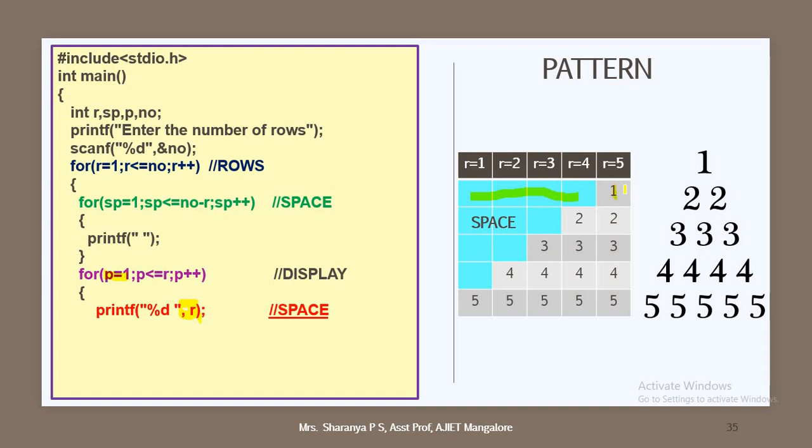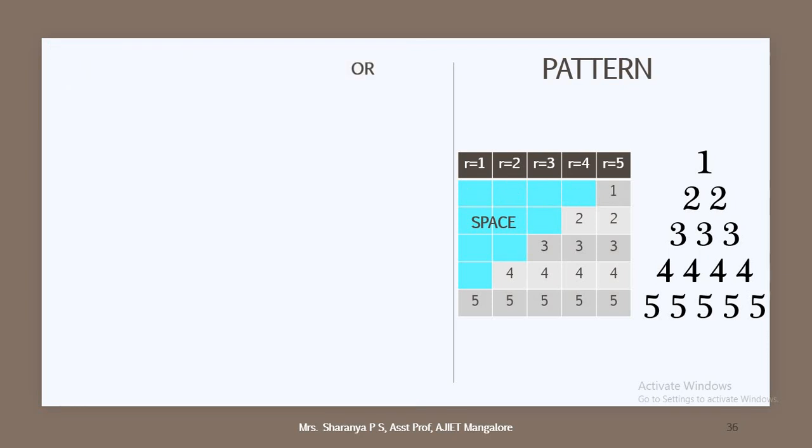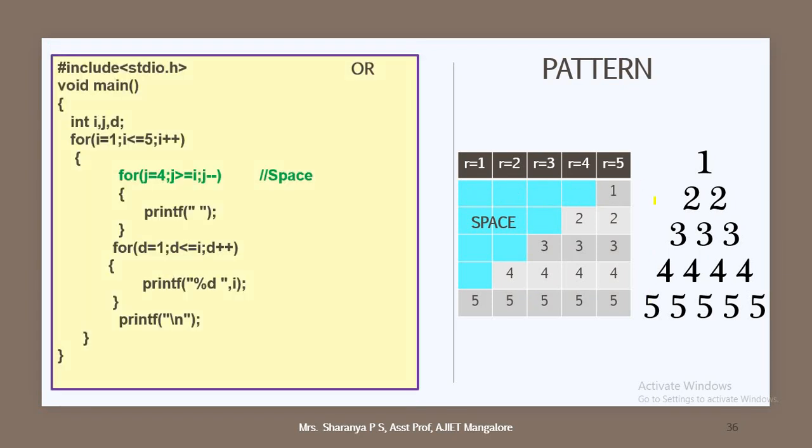So the first time, the value 1 is printed. The second time this loop will be executed 2 times, since we have written the condition P is less than or equal to R, so 2 and 2 is printed. The next time 3 will be printed 3 times. This is the simple code that we have used to print this pattern. Along with this we have given the space so that it will be printed like a pyramid structure. Otherwise the code will look very attached.